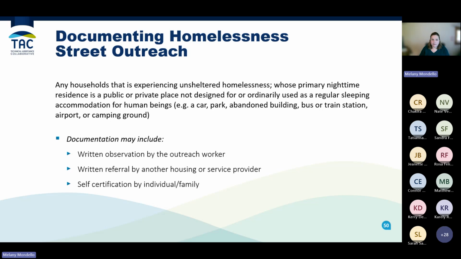So for documenting homelessness and street outreach, you are the first touch. Maybe someone else had been talking with folks before, but it's likely that this family or individual is talking to you for the first time. So for homeless outreach, you're not getting a referral per se. You might, but you're probably the one identifying people in unsafe living situations.